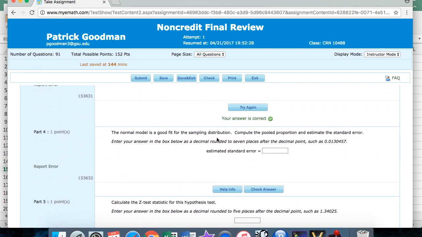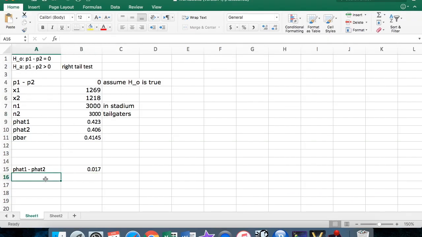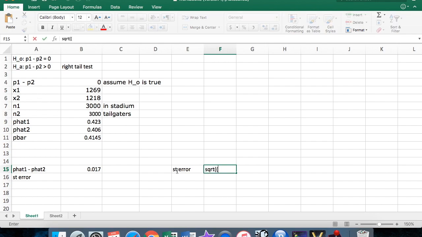Okay, so then multiplying it for the n is a good idea. The normal model is a good fit for the sampling distribution. Compute the pooled proportion and estimate the standard error. So this right here, we have to do our estimated standard error. So that just means your standard error. I hate that they split it up like this. Standard error, for a 2 proportion, is the square root of p bar times 1 minus p bar divided by n1 plus p bar times 1 minus p bar divided by n2. That is my standard error.